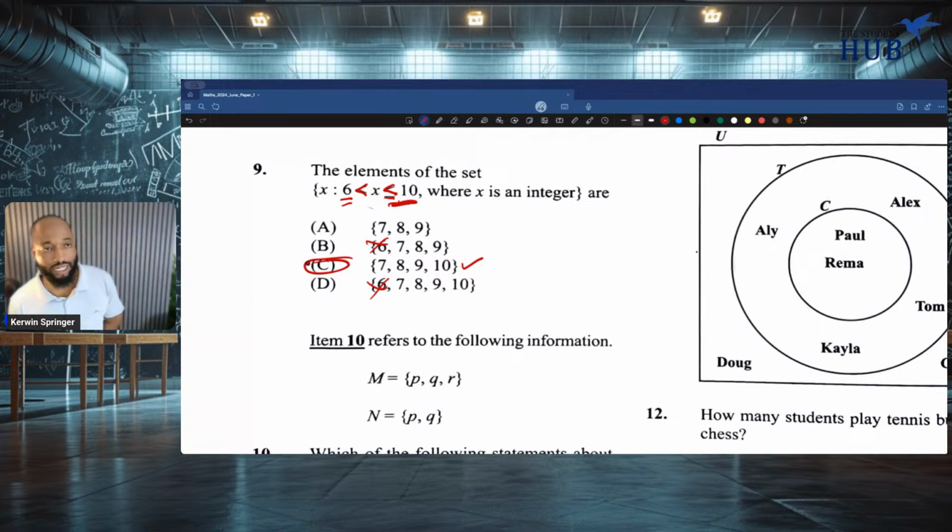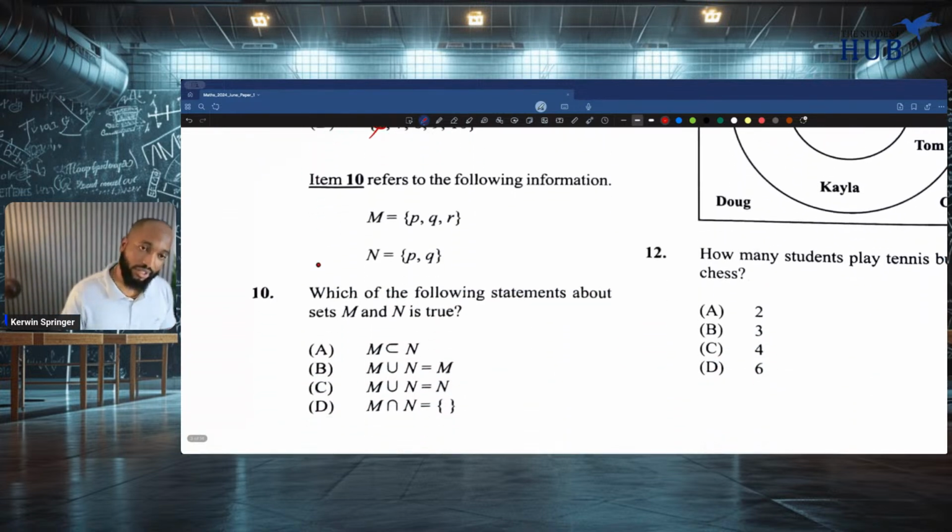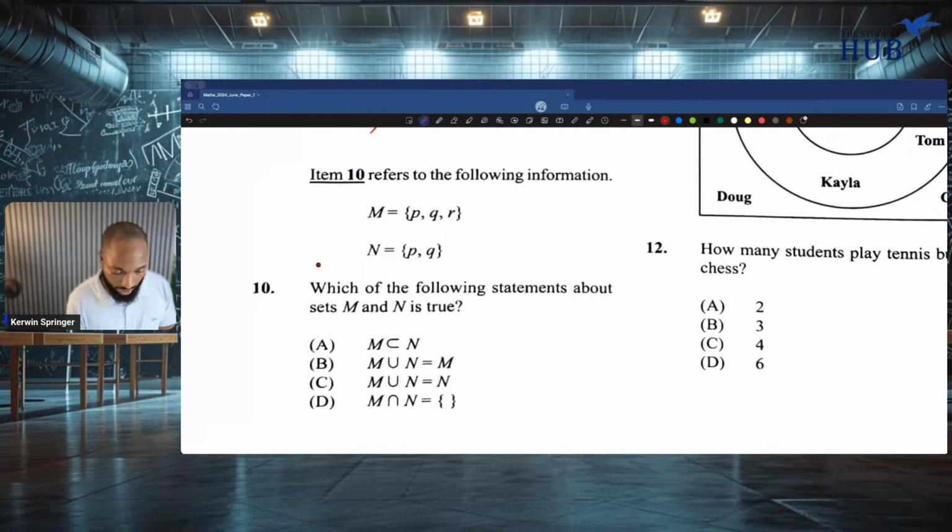I hope you're all practicing and memorizing as I'm doing this, seeing the different methods of getting the answers. M is PQR, N is PQ. Which of the following statements about sets M and N are true? Yes, this is a subset of that. So this is looking good. M union N is M. No, M union N is N.